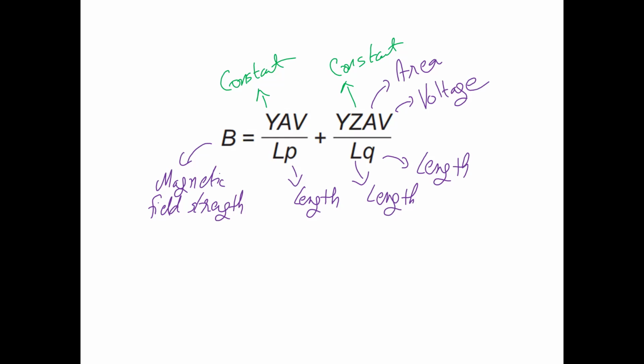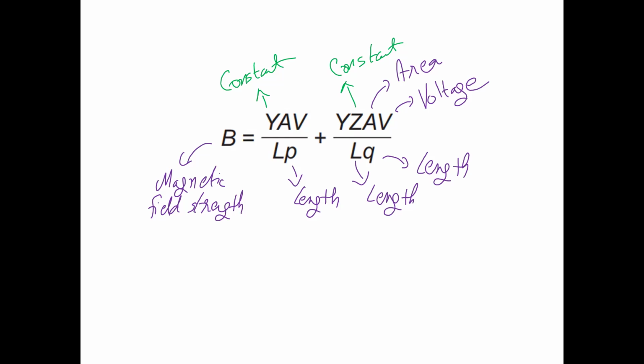Every quantity should be highlighted. B is magnetic field strength, Y is a constant, and Z is also a constant. A is area, V is voltage, and P and Q are lengths. So why am I highlighting it?